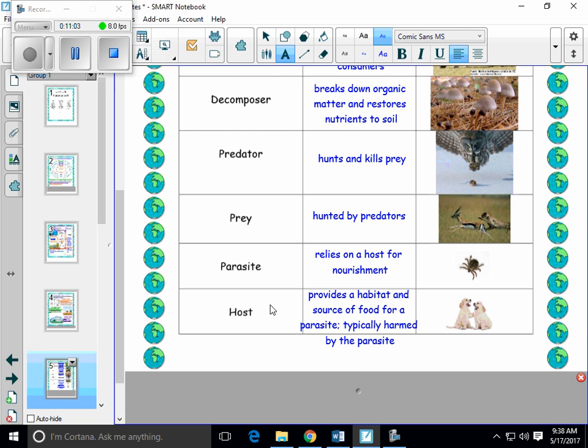And then the last two on the page also are a good pair. Not a good pair, I wouldn't want to be the host, but they go together is what I meant. A parasite is going to rely on a host for nourishment. And the picture I have here is a tick.